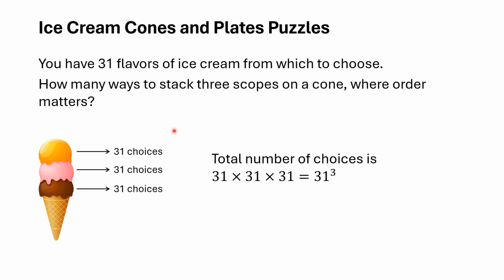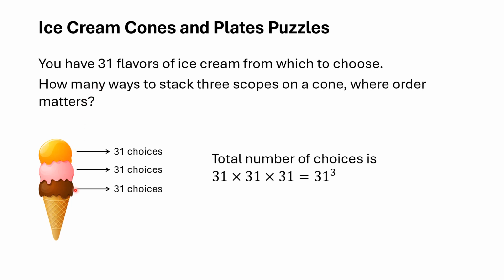In the next few slides, we're going to do some combinatorics, or counting the number of ways problems. We'll use ice cream as our example. The first problem is we have 31 flavors of ice cream, and the order does matter, and we want to stack them one above another.